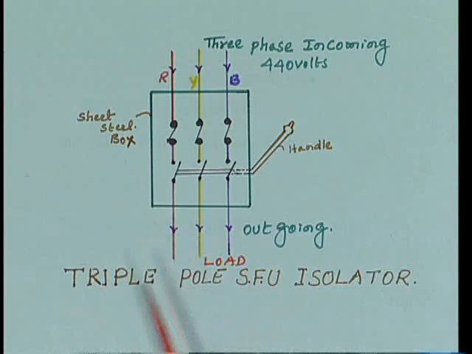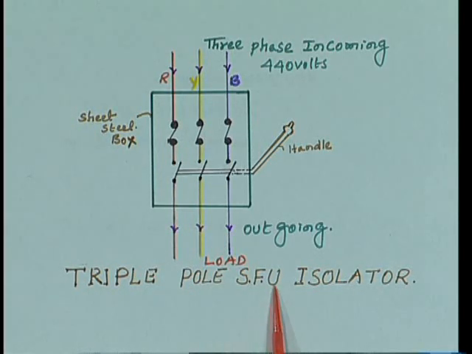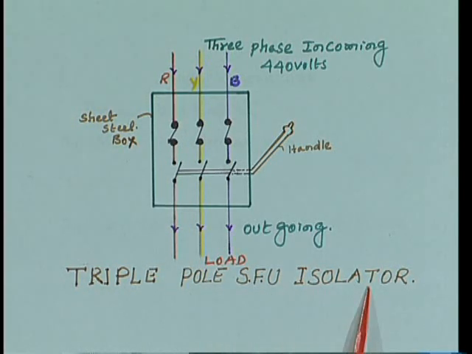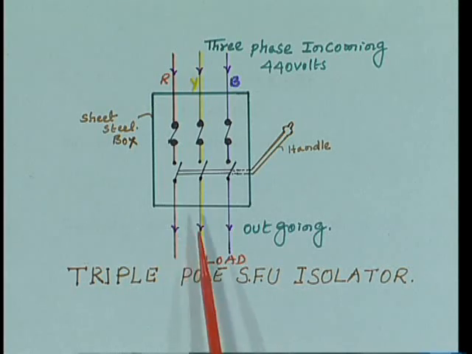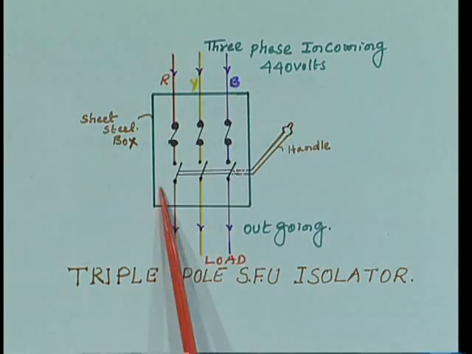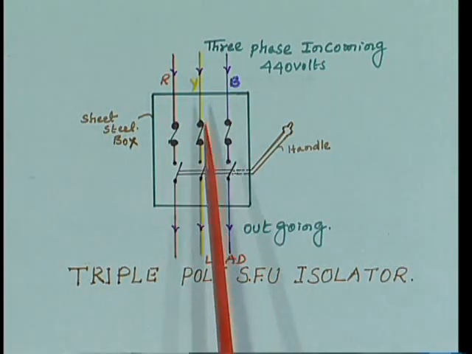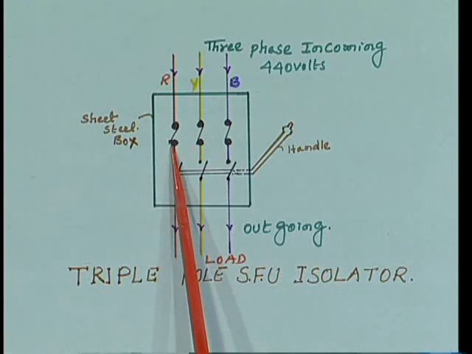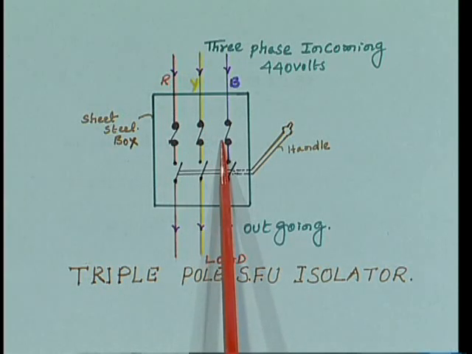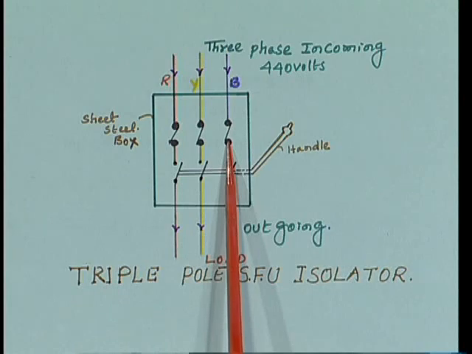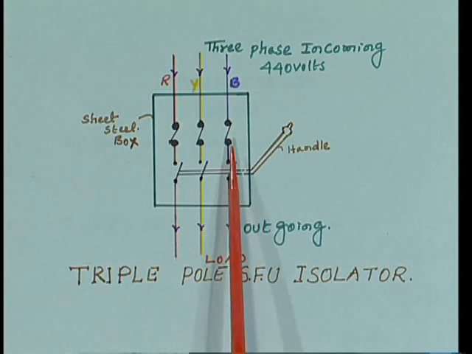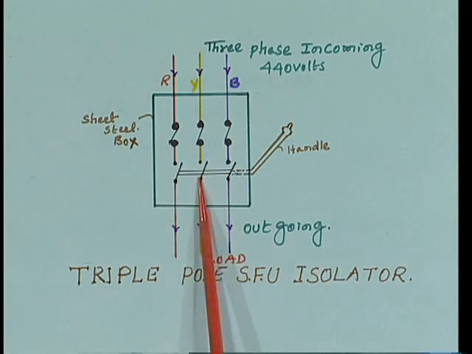So this is the triple pole switch phase unit isolator. We have all seen in our electrical lab, a box will be there. Inside the box there will be three fuses, 1, 2, and 3, and below these three fuses you will have a switching device. This is the switching device.